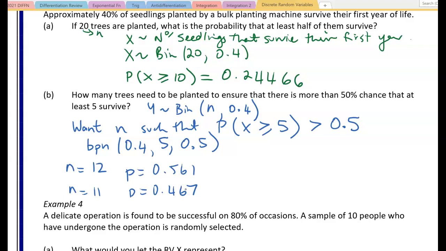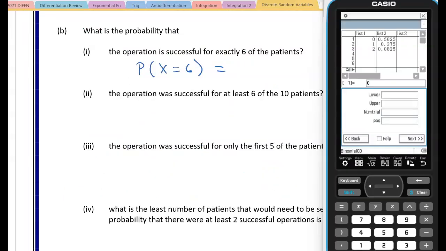So 11's not quite enough. So you've got to plant 12 seedlings to be 50% sure that at least 5 will survive. That's what the question is asking there. You stick with one method and use that one all the time. It's better, unless you want the graph.